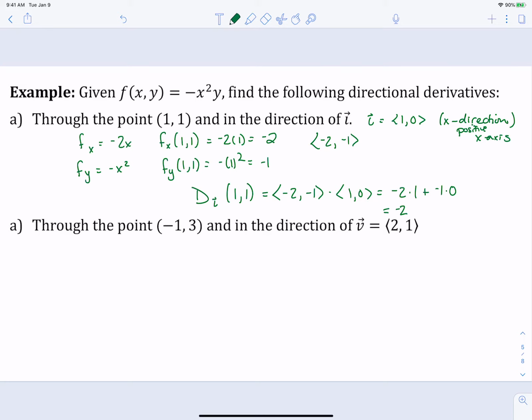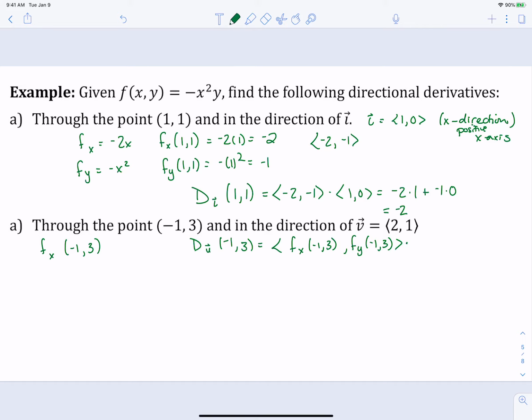Right? So if we want to go through the point 1, -1, 3 in the direction of v equal to 2, 1, again we need our partial derivatives evaluated at that point. It's again our directional derivative at a, b. You know what, a, b is -1, 3. That's going to be the vector that we get from our partial derivatives evaluated at that point.